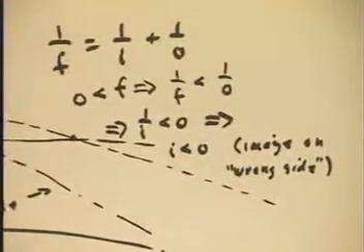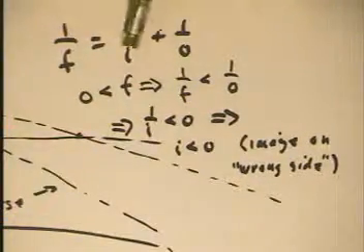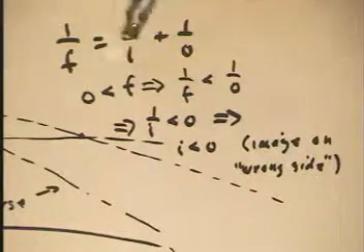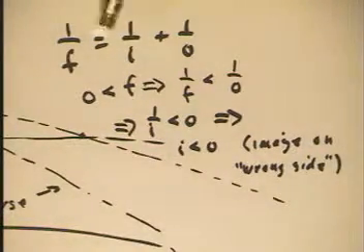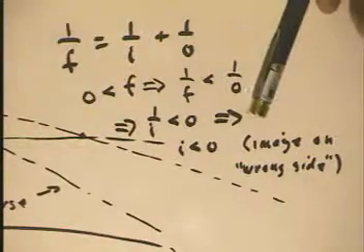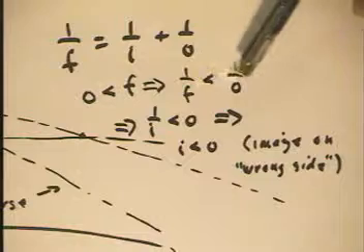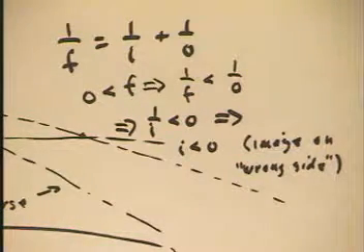The equation here relating the focal length, the image, and the object distances is such that the object distance is less than the focal length. In that case, the reciprocal of the focal length is less than the reciprocal of the object distance.